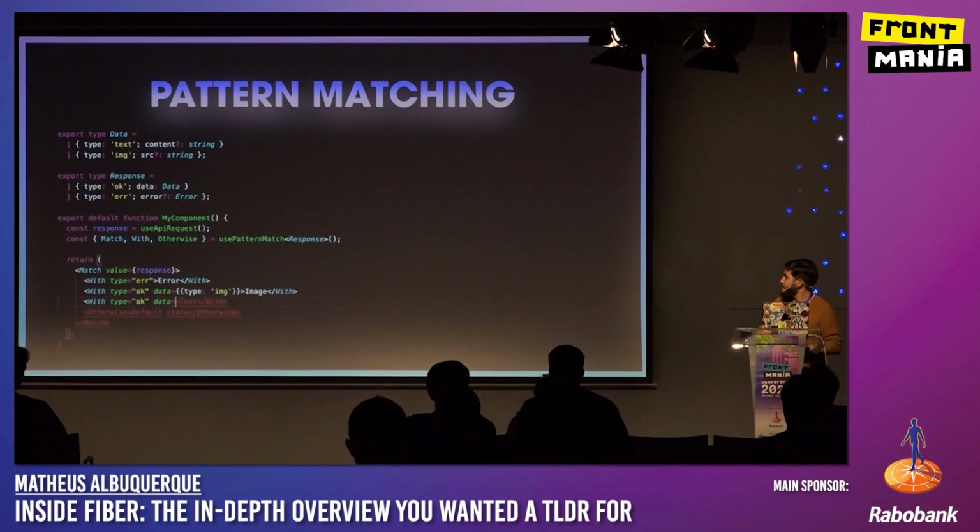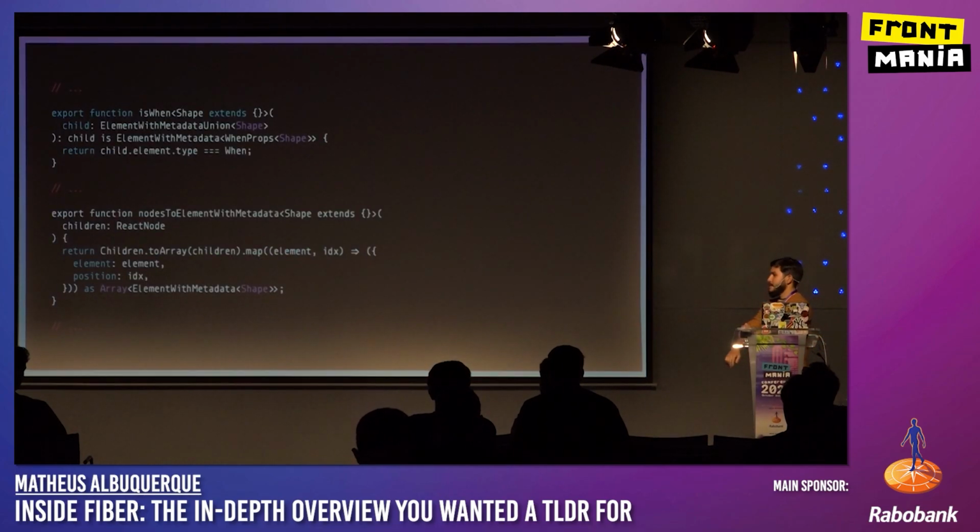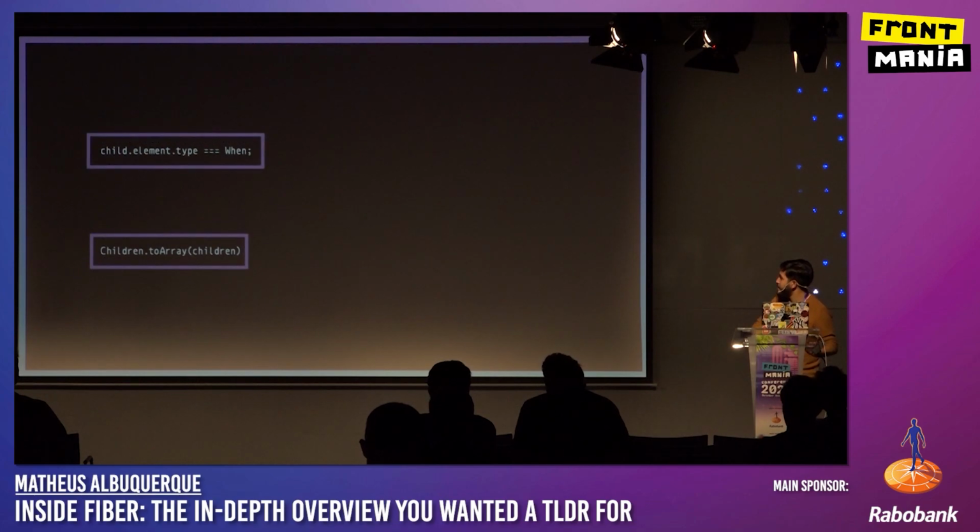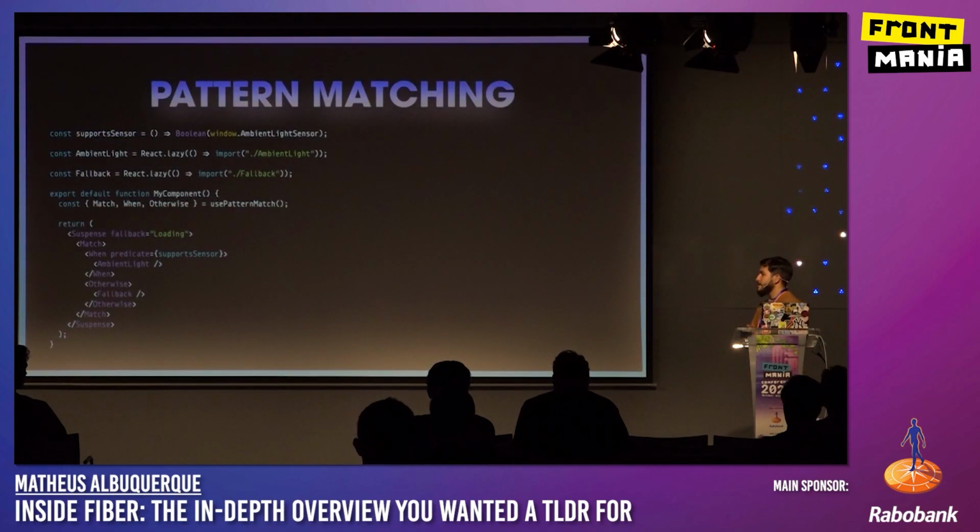And the source of some of these components looks like this. For example, this is the source of the when component. But the key thing I want to show you is that this is possible because I can check the type of my element, or because I have utilities from React like children to array that allow me to go through all of these elements and get information about them. This kind of thing empowers really interesting stuff.